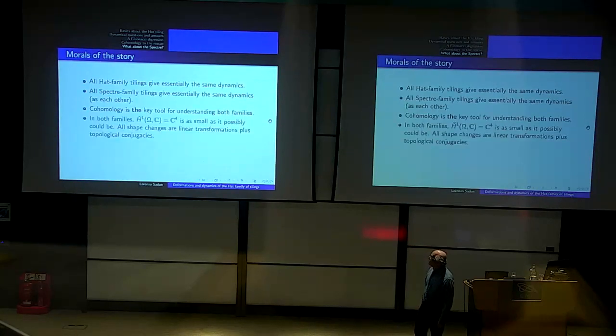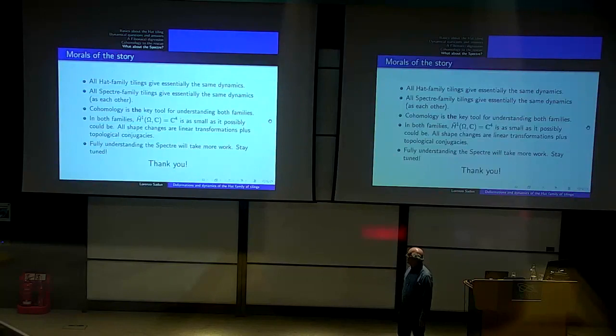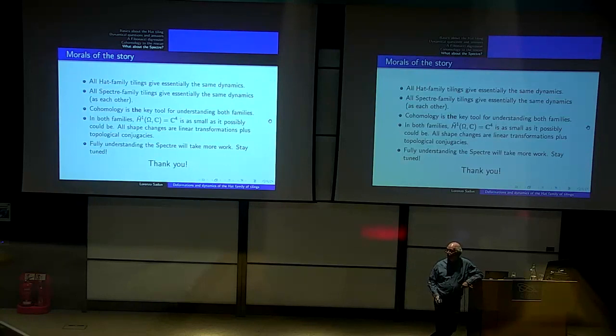In particular, in both families, H1 was absolutely the smallest it could be. It has to have an expansive direction, just because you're in two-dimensional space. You have to have the other two directions because of algebraic conjugacy. So it was as small as it could be. And we don't fully understand the Spectre the way that we do the Hat. We don't have a picture of the window, for example. We're working on it. And I'll stop there.